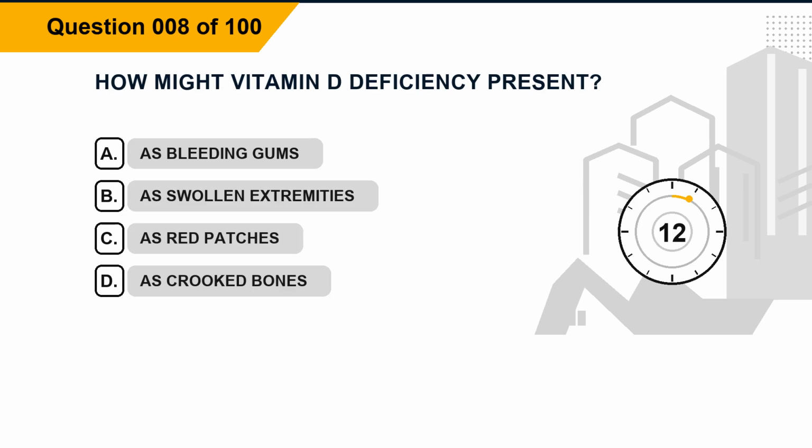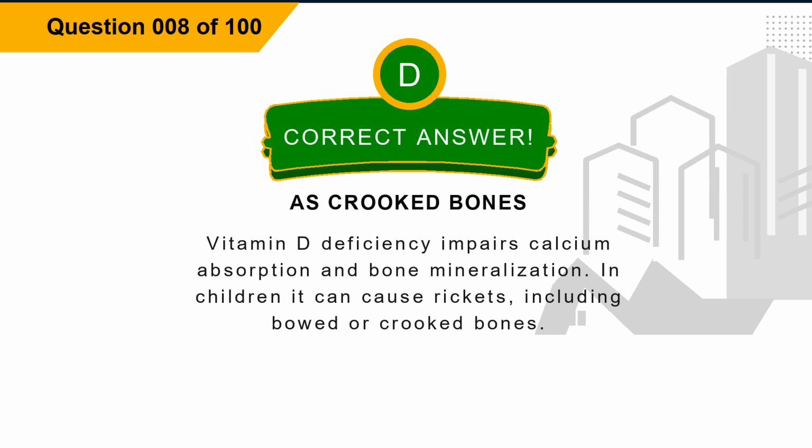Question 8. How might vitamin D deficiency present? Option A. As bleeding gums. Option B. As swollen extremities. Option C. As red patches. Option D. As crooked bones. The correct answer is option D. As crooked bones. Explanation. Vitamin D deficiency impairs calcium absorption and bone mineralization. In children it can cause rickets, including bowed or crooked bones.